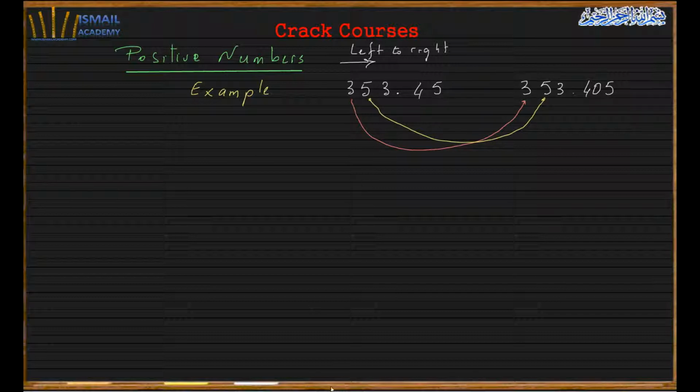Here the 1 and 1 are equal. I keep moving and checking, the 10 with the 10 are equal. I keep moving again to the 100 and the 100. And here I see that this 100 is greater than that one, which means that number is greater. Then I will pick the greater sign. Because this one is greater, I would pick the greater sign.